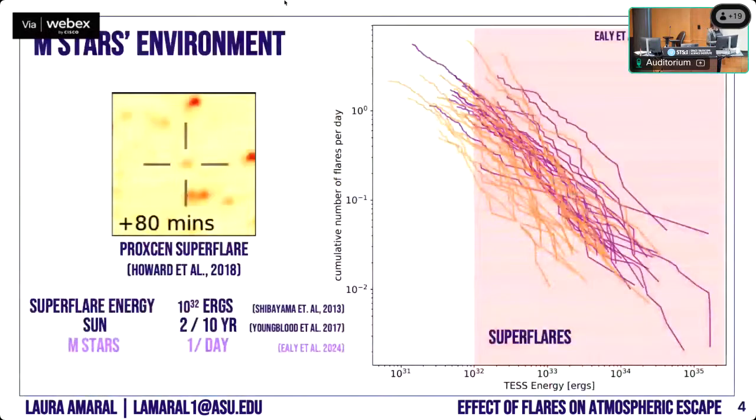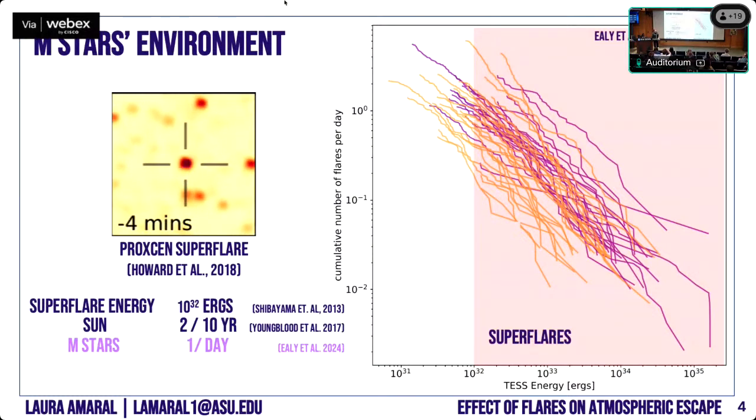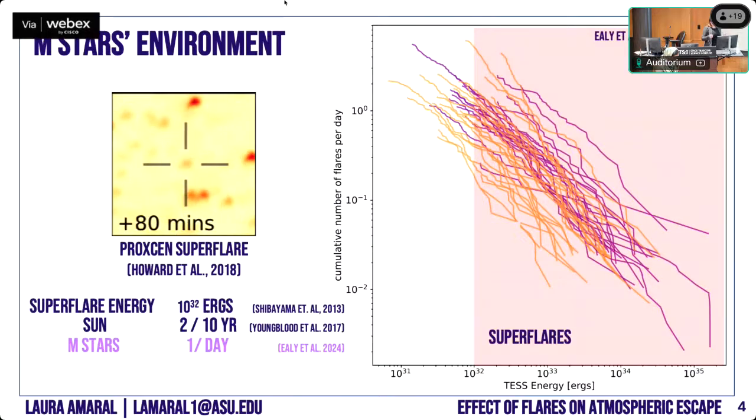Here you can see an example of a superflare from Proxima Centauri. Stellar flares on M-stars are very frequent compared to the sun. Superflares on the sun happen once or twice per 11-year cycle. For M-stars, you have those types of flares more or less once per day. That can be a lot of XUV radiation as input for the planets, and that might be driving escape.